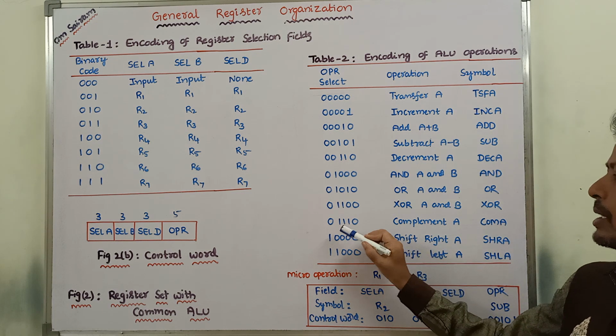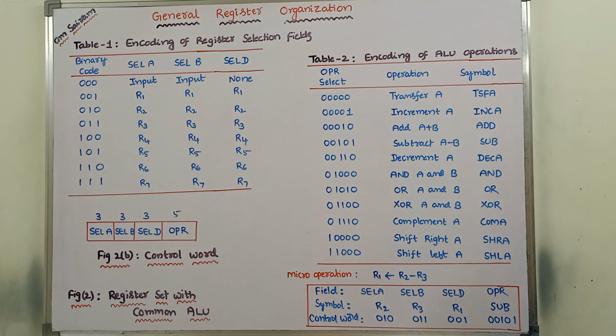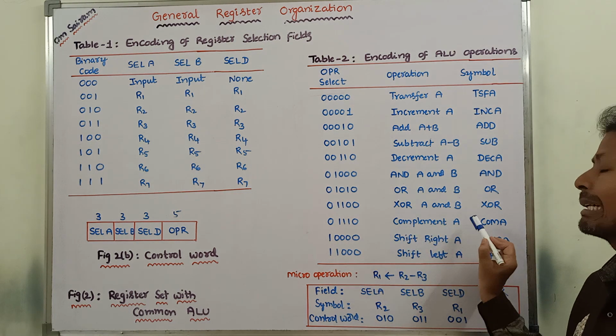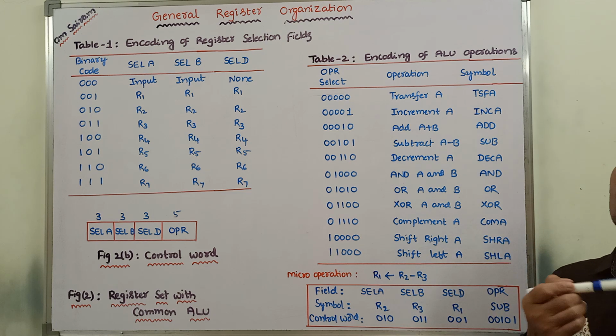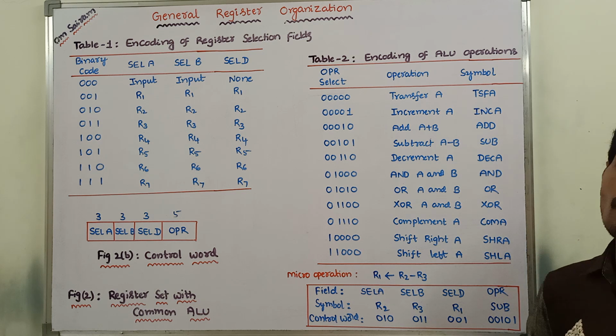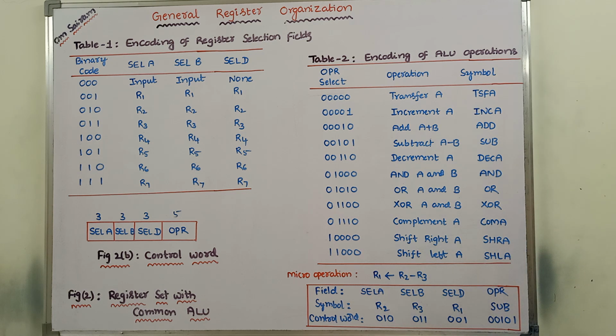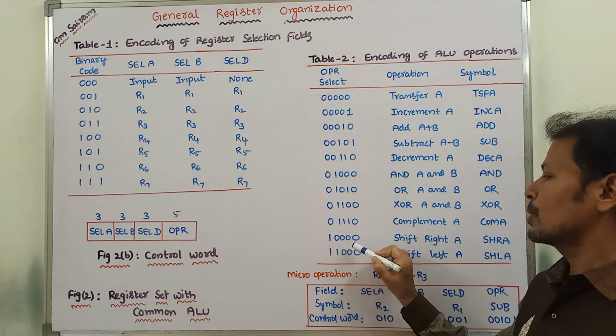Next one, OPR value is 0, 1, 1, 0, 1. We have to complement the content of register A. That means we have to perform the complement operation, which can be denoted by the symbol COMA. Next one is OPR value 1, 0, 0, 0, 0.